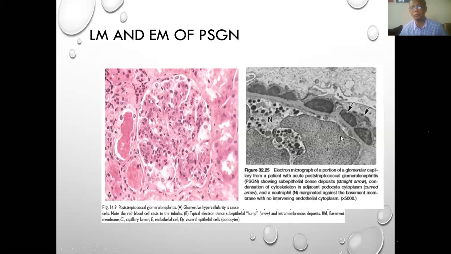And in electron microscopy, you will get the subepithelial dense deposit. Also, you are getting the condensation of the cytoskeleton in adjacent podocyte cytoplasm. And you are also getting neutrophil deposition, marginated against the basement membrane with the intervening endothelial cytoplasm. So neutrophils are also deposited in the endothelium. So you are getting this.